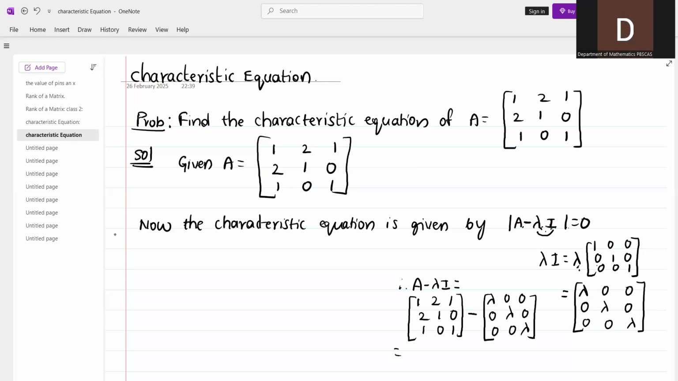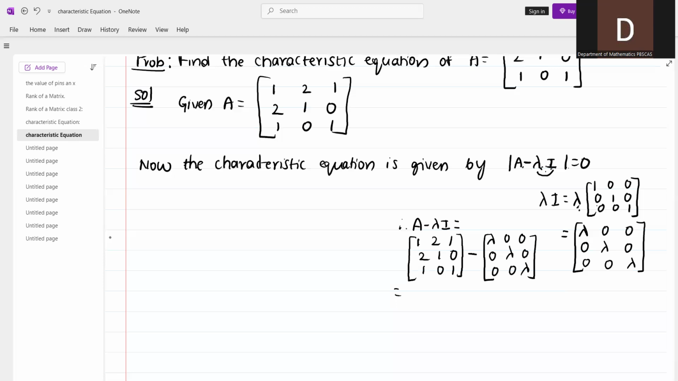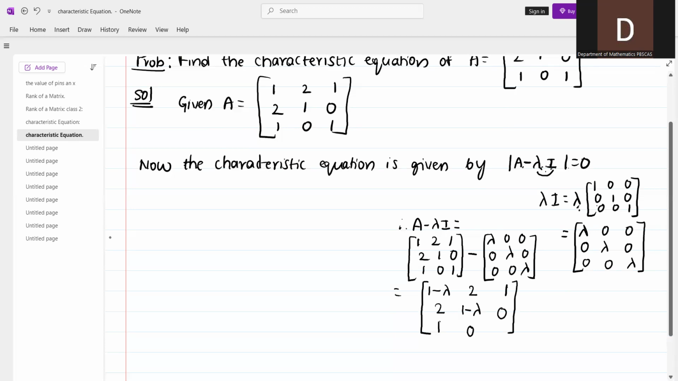Now subtraction of these two matrices. 1 minus lambda, first element minus first element. 2 minus 0, second element minus second element. 2 minus 0 means 2. 1 minus 0, 1. 2 minus 0, 2. 1 minus lambda. 0 minus 0, 0. 1 minus 0, 1. 0 minus 0, 0. 1 minus lambda.